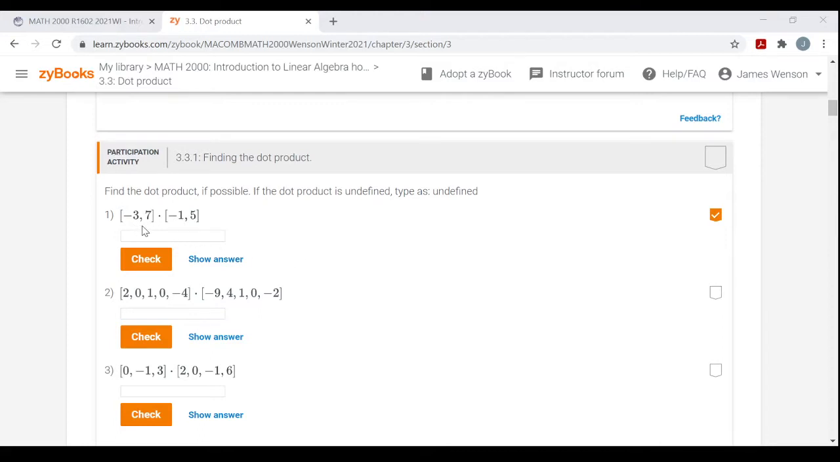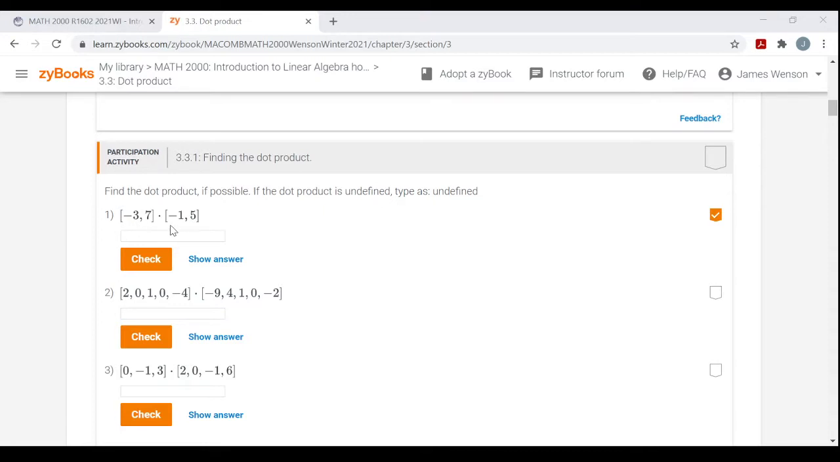Here, you're doing the dot product. I'll just do this first one, leave the others to you. And if it's undefined, you just type the word undefined in the space provided. So here's a vector with 2 components, dot product with a vector with 2 components. So they've got the same number of components. The dot product will be defined.